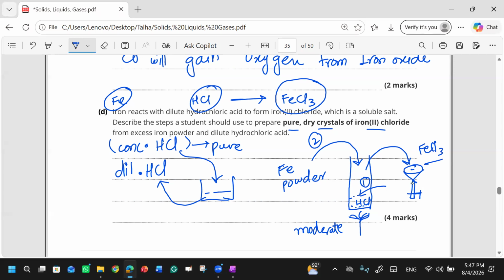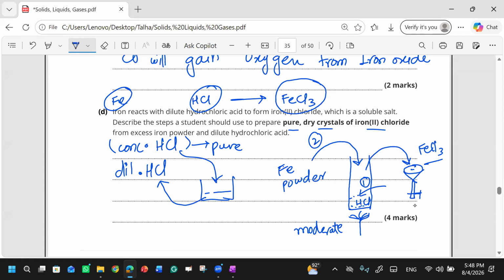You already have a measured volume of dilute HCl. Remember this. You have already measured it using the stoichiometry calculations, the molar calculations, and then you will add iron powder to it, and you will heat it, and with heating you will stir it. You know stirring. We stir it so that no bubbles are formed, and once the reaction is completed, you will filter it out.